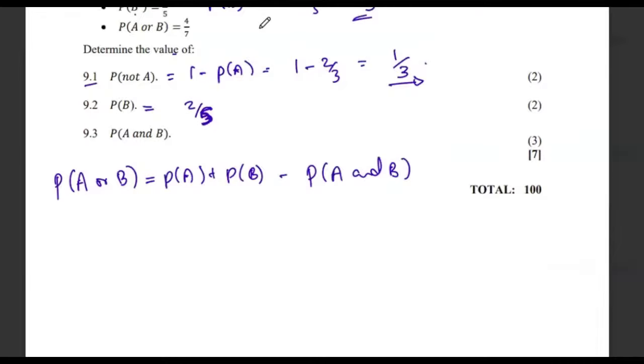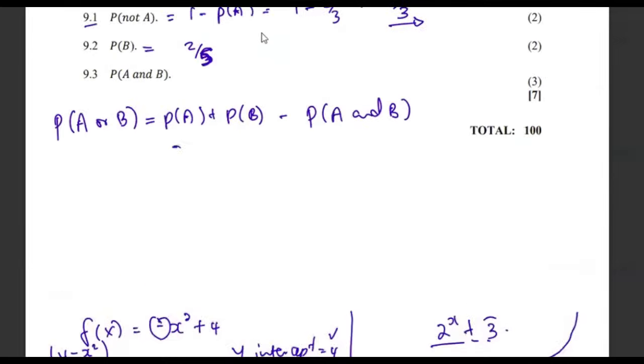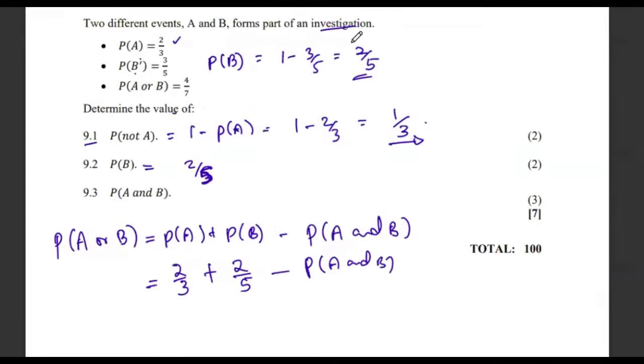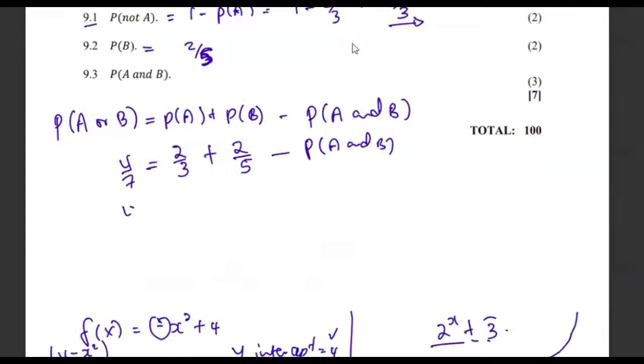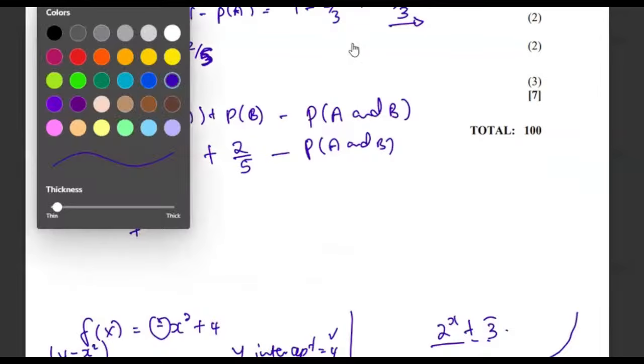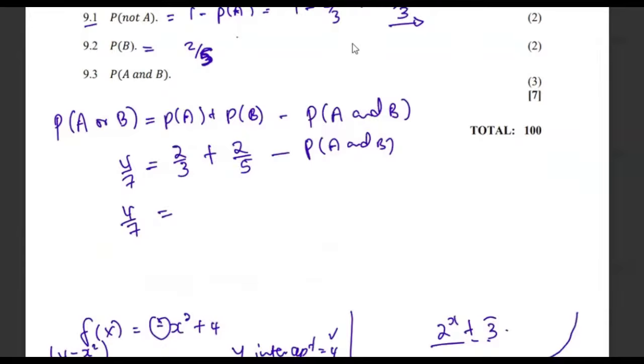Probability of A, we said it's 2 over 3. And then probability of B, we said it's 2 over 5, minus what we are looking for, should be equated to 4 over 7. So meaning that's a 4 over 7. When I add up, okay, let's see, we are saying 2 over 3 plus 2 over 5. That gives me 16 over 15 minus the probability of A and B.